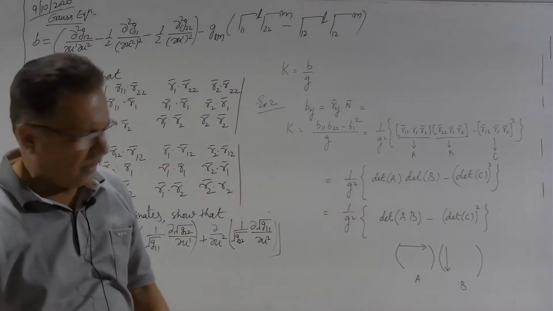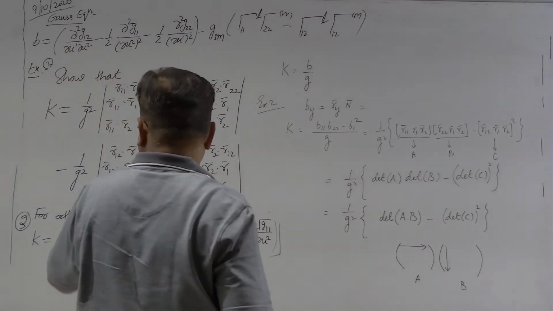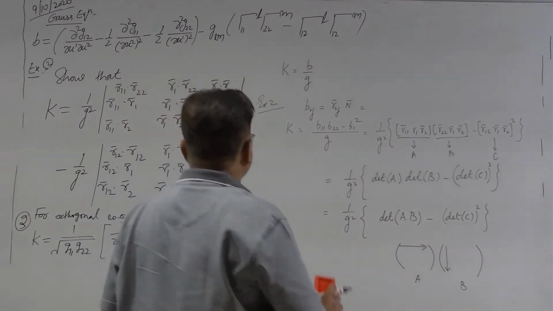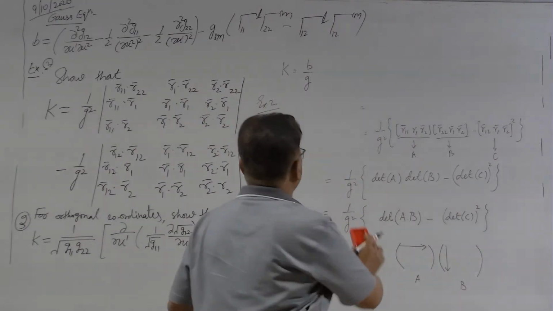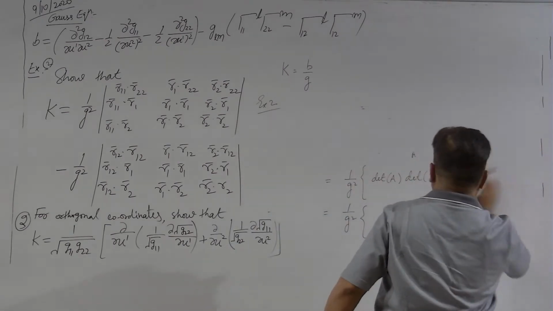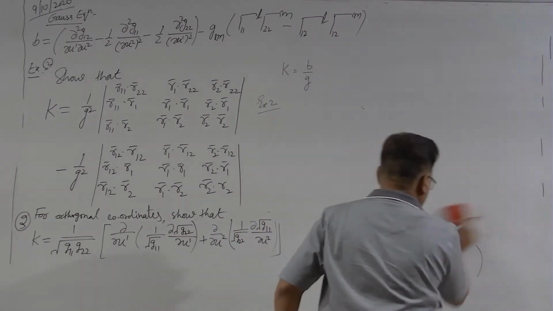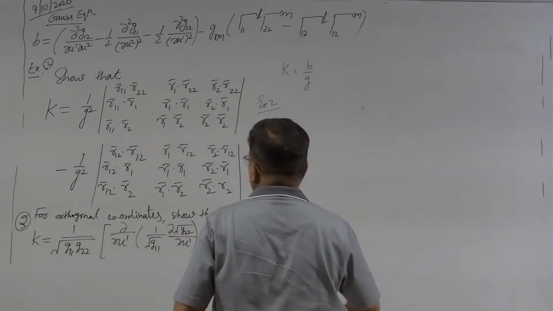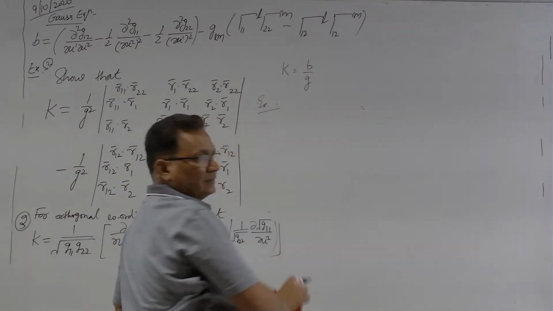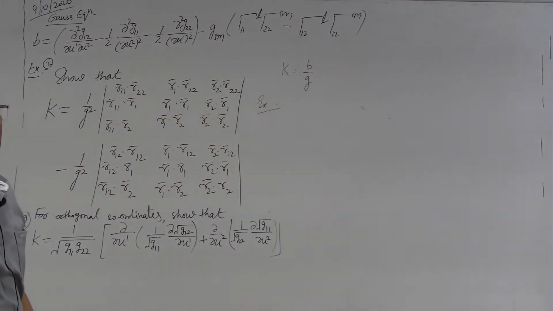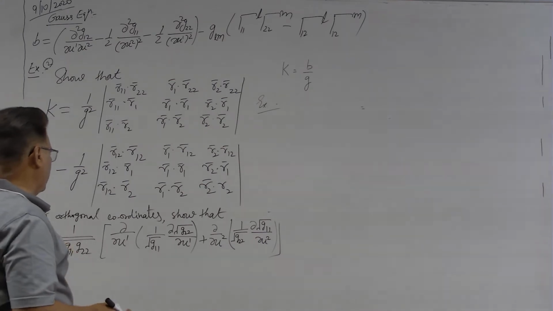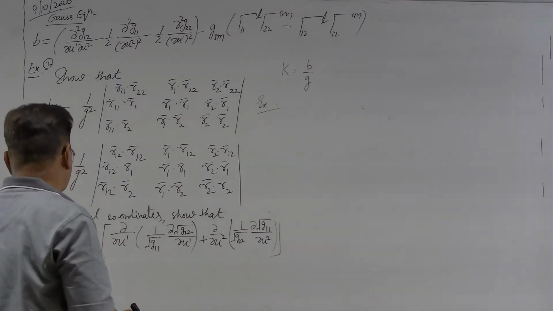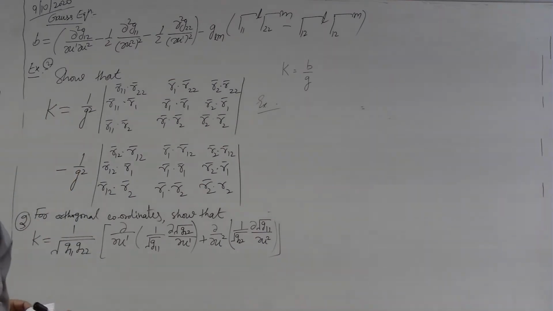All right. Now, come to the third one. The computation I am leaving for the students, a simple dot product. And now, for orthogonal coordinates, you have to show that the Gaussian curvature will be this.